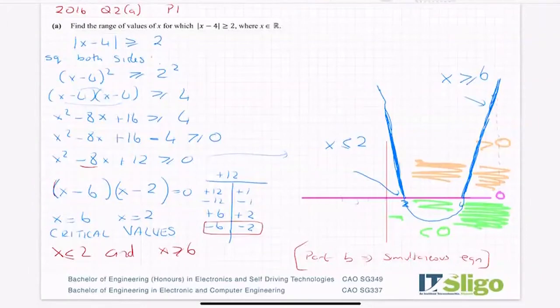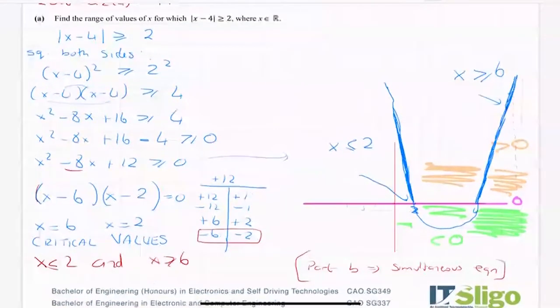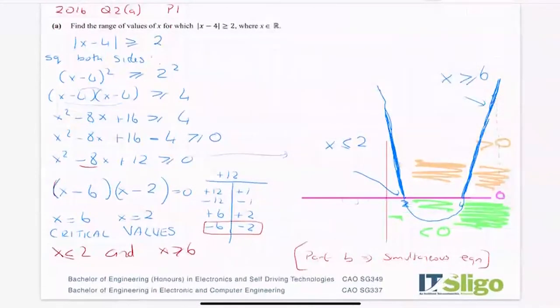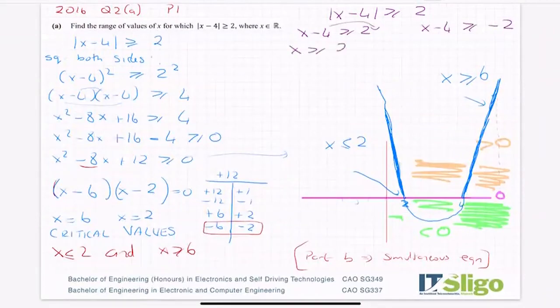Of course, you could have used method 2, where you let, just change to a different color, maybe purple, the modulus of x minus 4 is greater than or equal to 2. You could have said x minus 4 is greater than or equal to 2, or x minus 4 is less than or equal to minus 2. Bring this over. X is greater than or equal to 2 minus 4.